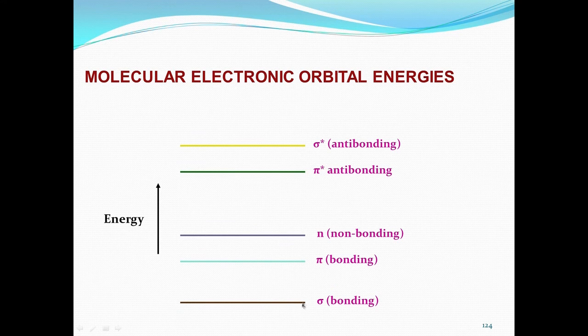Obviously, sigma bonding is the lowest in energy level. So, the corresponding anti-bonding orbital would be the highest, sigma star. Next is pi, and the corresponding anti-bonding orbital would be lower than sigma star. And then for non-bonding electrons, there is no corresponding anti-bonding orbital. The non-bonding electrons can only go to pi star or sigma star.